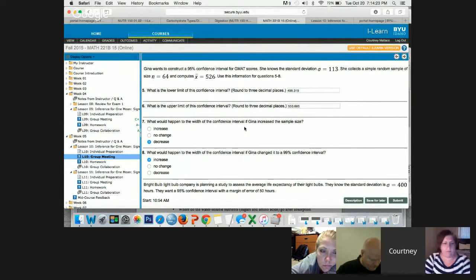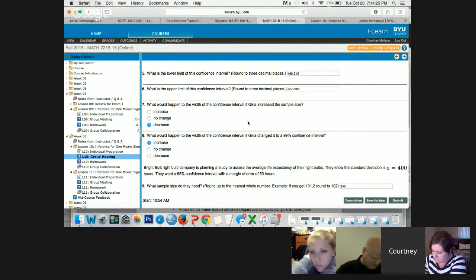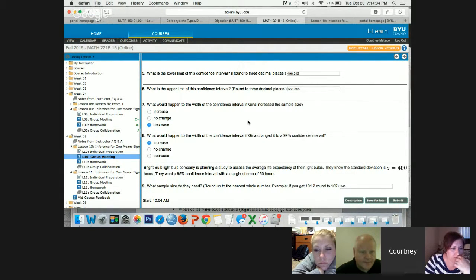Okay. Number 7 says, what would happen to the width of the confidence interval if Gina increased the sample size? So that would mean the confidence interval would decrease, because you would have more confidence that it would be within a smaller amount of numbers. Yeah, right. The higher the sample size, the more confident you are, so it decreases. Right. The more specific and confident you can be.